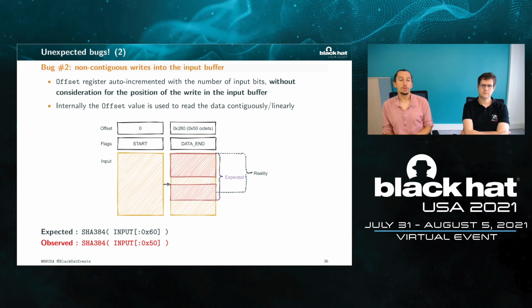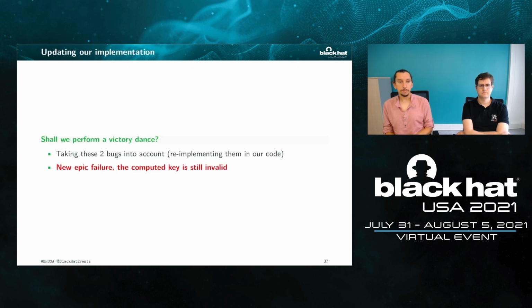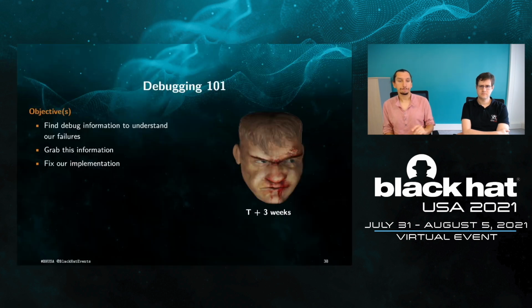So that means that if you write a first buffer, leave a small gap, then write a new buffer, then when you compute the digest of these two buffers, you will have a result that is different than what could have been expected. Not all the data will be taken into consideration in the digest. So we adapted our code to reflect these two bugs we discovered, and it was actually a new total epic failure because the key we computed was still invalid.